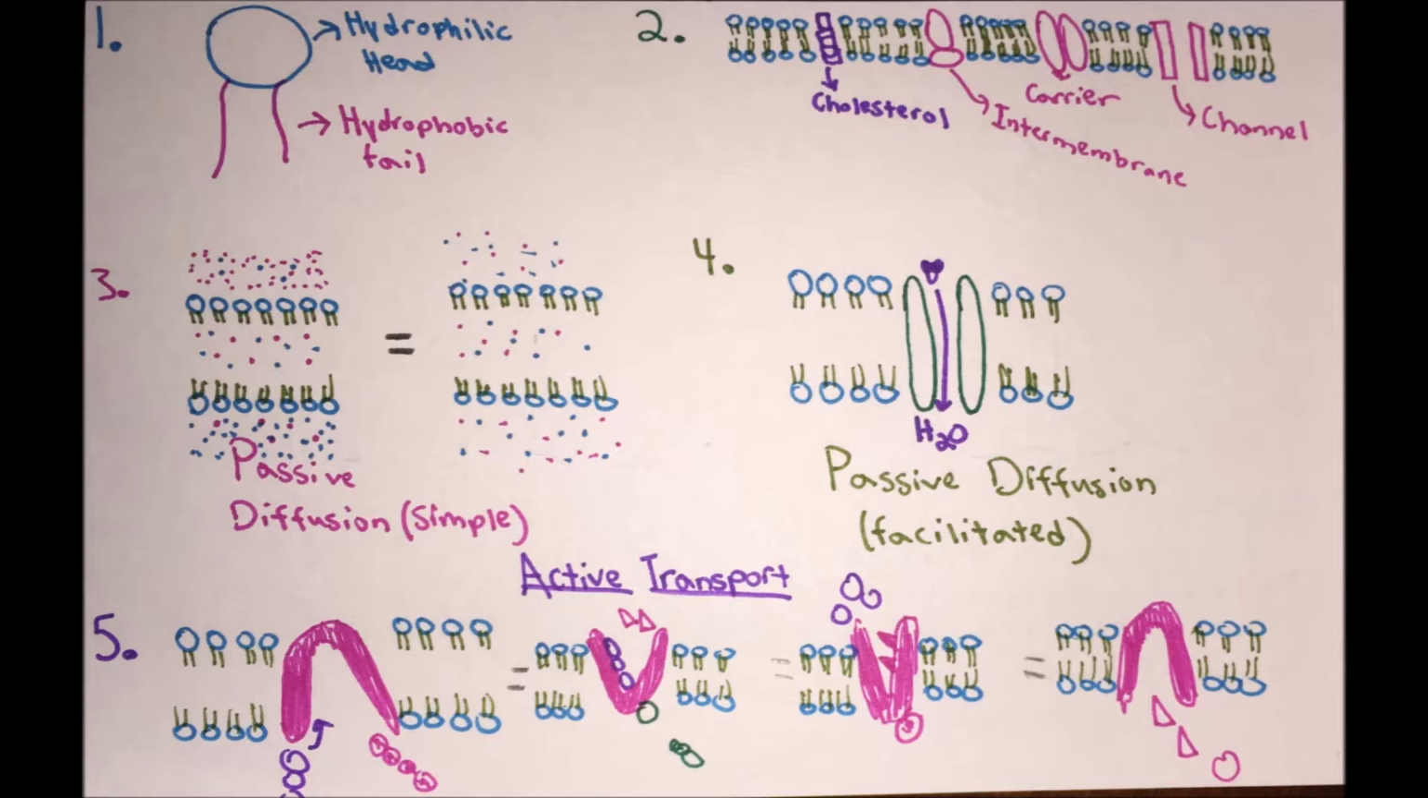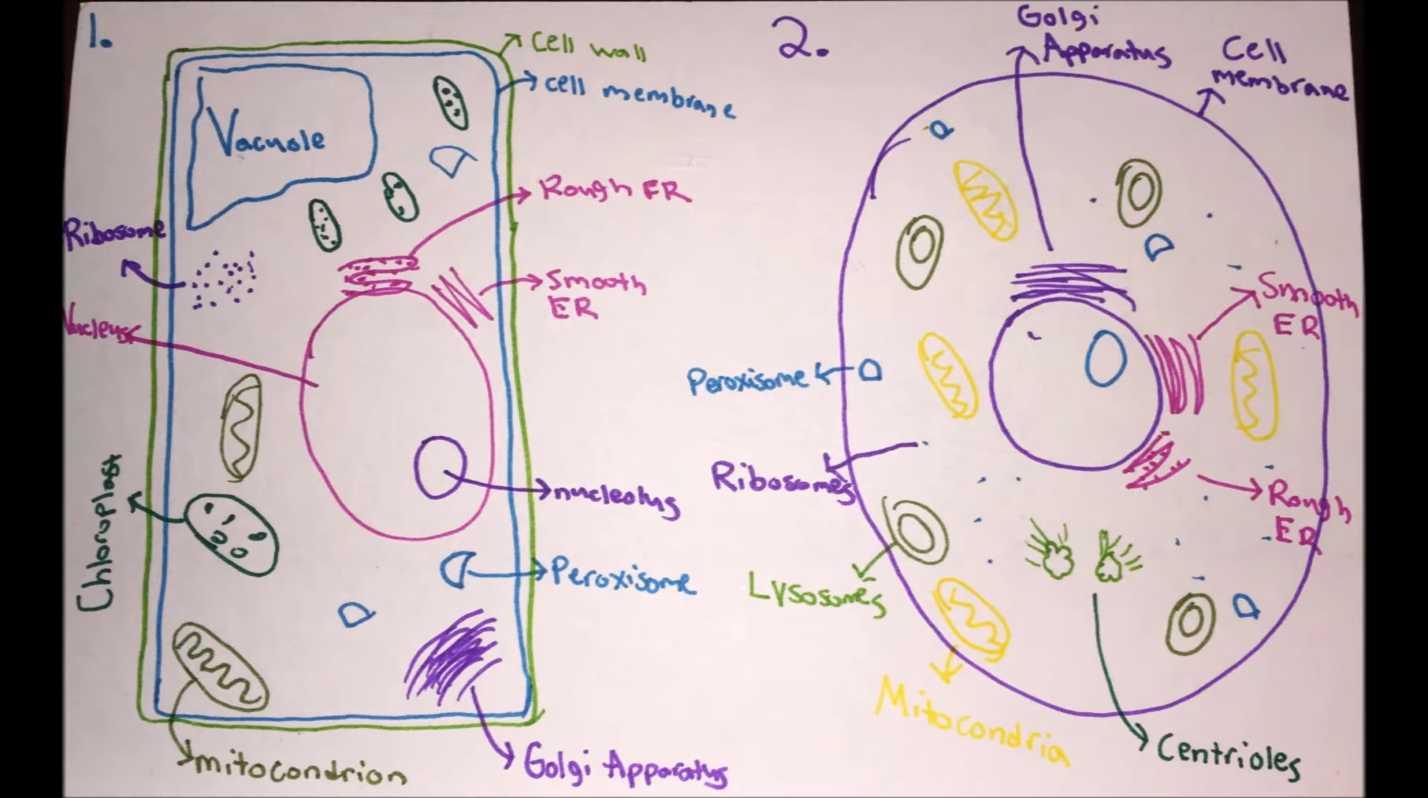The plasma membrane consists of a phospholipid bilayer, which also has cholesterol, carrier proteins, intermembrane proteins, and channel proteins embedded in it. Both passive and active transport take place in the plasma membrane. Now that we've covered the plant cell, let's move into the animal cell.